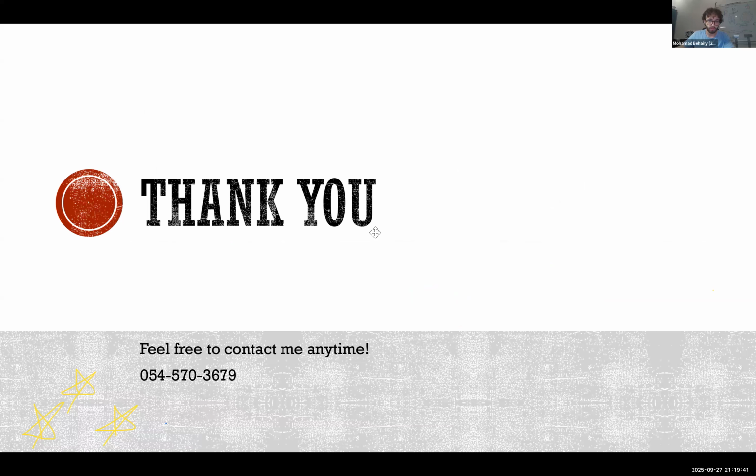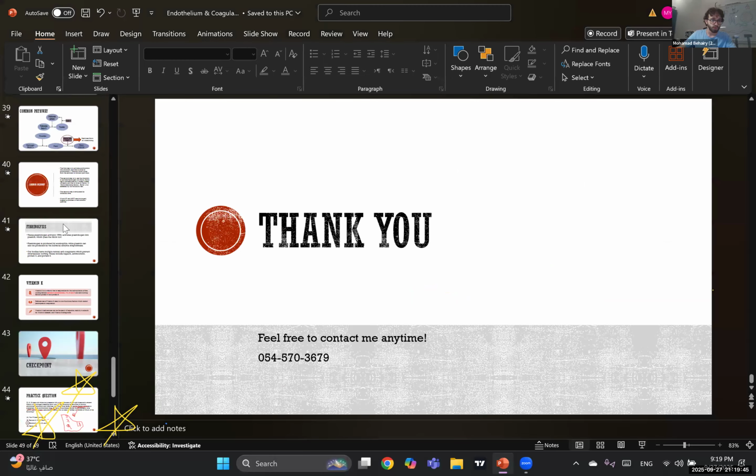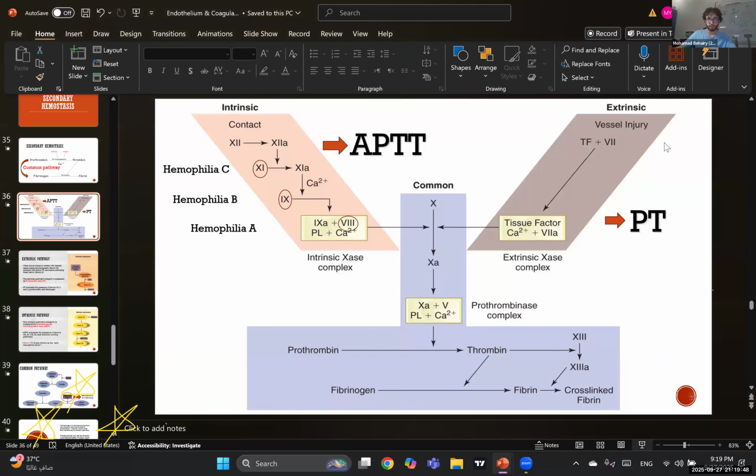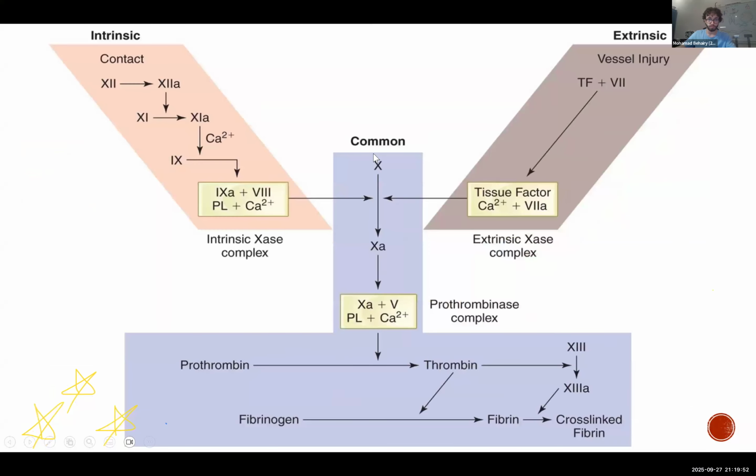Can you quickly mention the common factors? Of course, let's go for them. We said in extrinsic, 3 and 7. Intrinsic, 12, 11, 9, 8. Common would be 10 and 5, and prothrombin, which is 2. 10, 5, 2. These are the common.